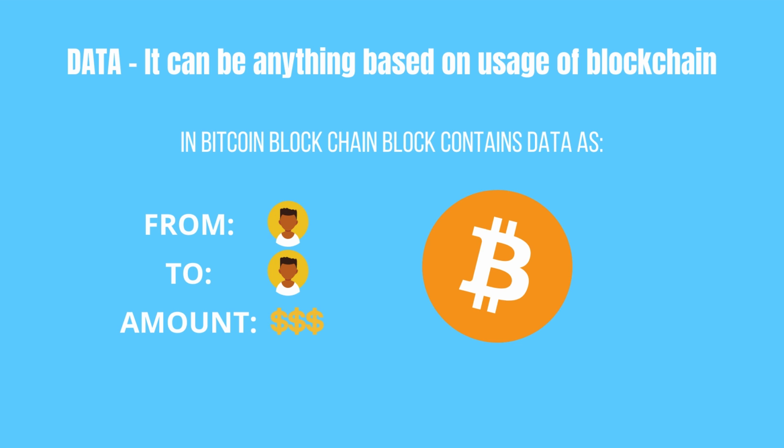In the case of Bitcoin, a block contains the information from, to, and amount. It refers to information like from whom the bitcoin has been sent, to whom it is going to be transferred, and what the amount of that particular block is. If we consider another blockchain, like a wine blockchain, then the data value will be the name of the particular wine, the quantity of that wine, and where it originated, right? That will be the data for a wine blockchain. So it differs based on the application of the blockchain.